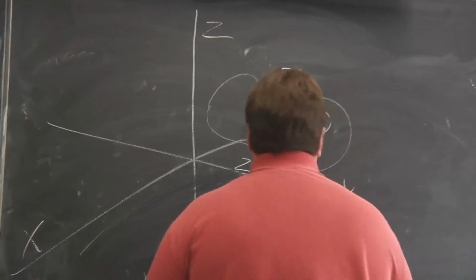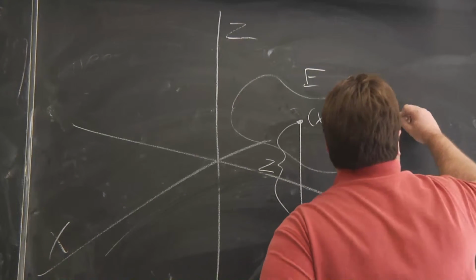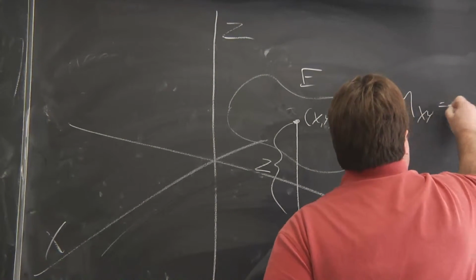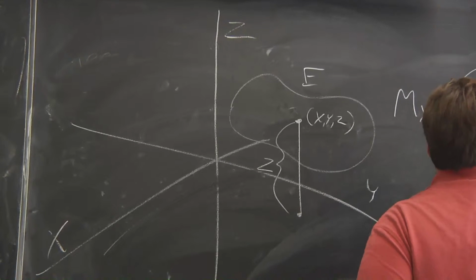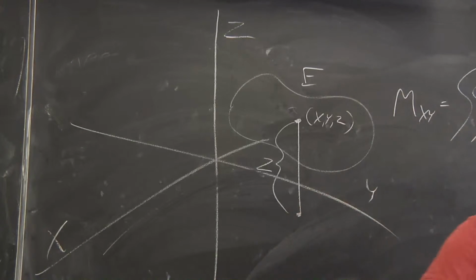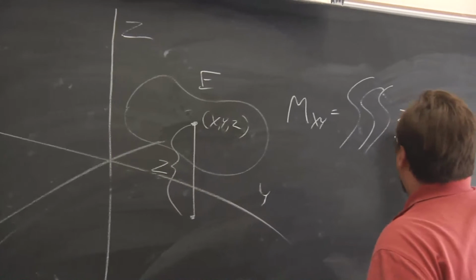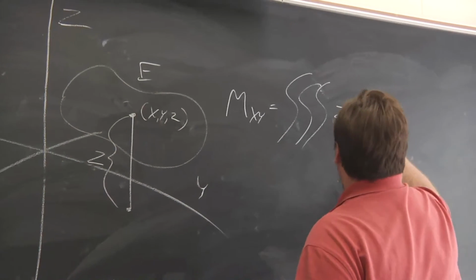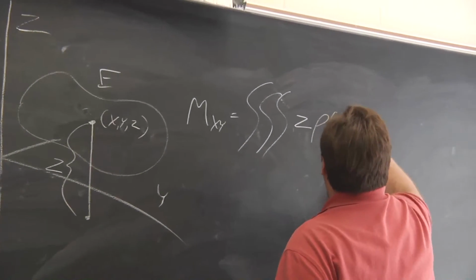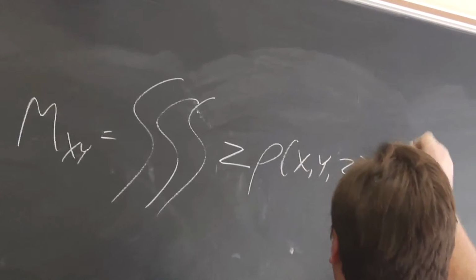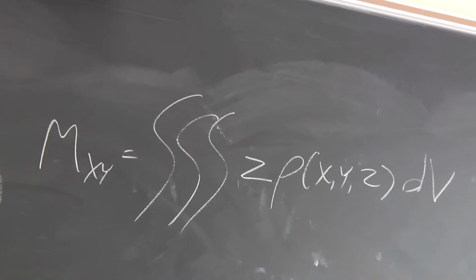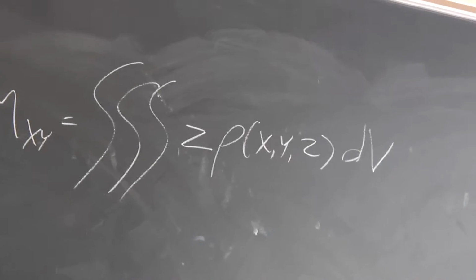So the moment about the xy plane, what you do is instead of integrating just the density to get the mass, you're integrating the density times the distance from every point in the object to the xy plane, whatever you're computing the moment about. So this is what you integrate.